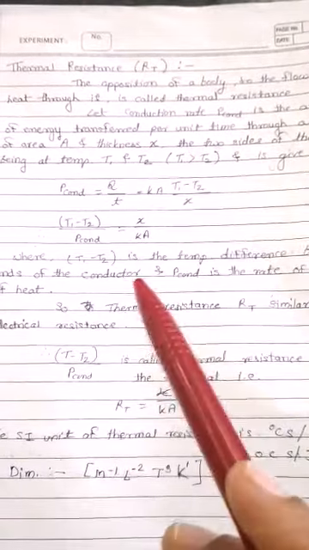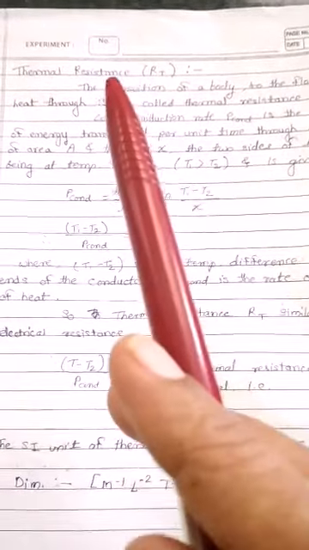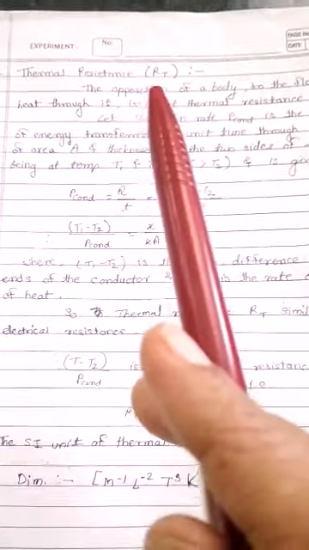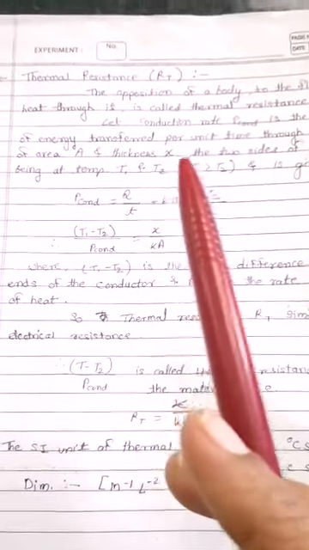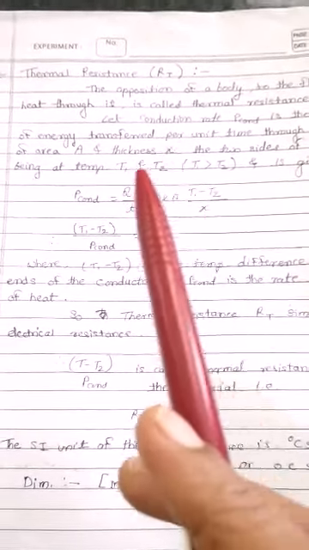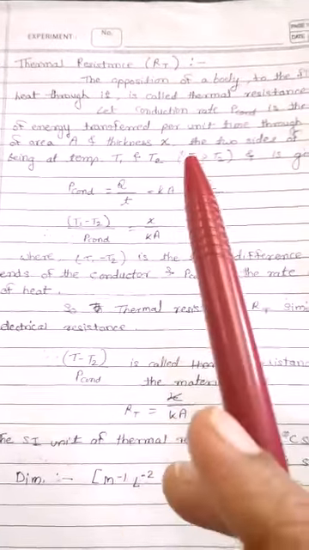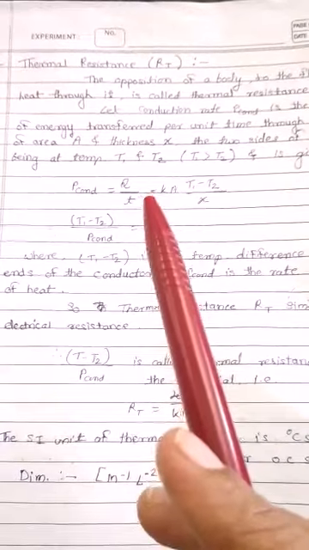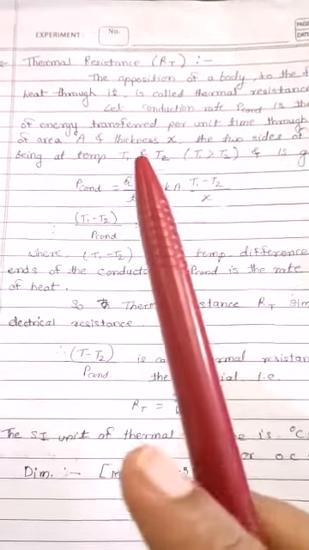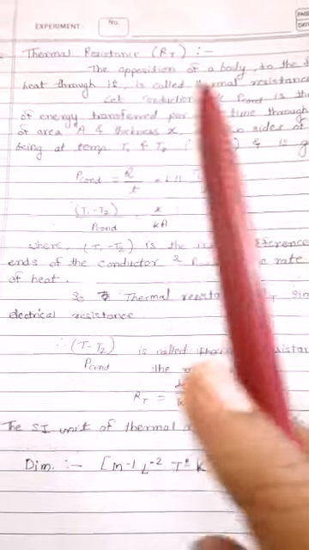Let us see the formula. It is represented by RT, meaning thermal resistance, and is similar to electrical resistance. We know the electrical resistance formula: R is equal to V upon I, where V means potential difference and I means current. Now let us see thermal resistance.